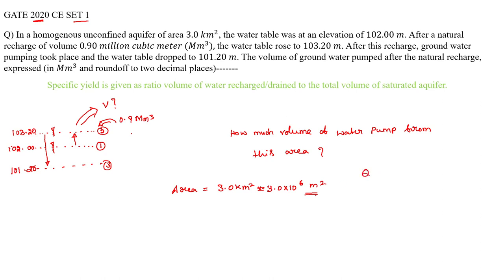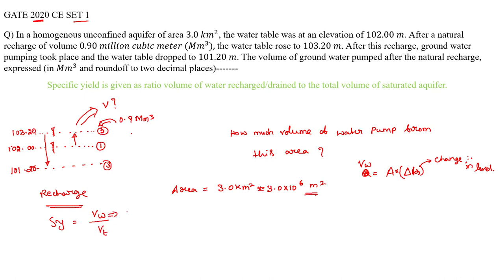So what is the Q here? Q is nothing but the volume of water, VW, equal to area into delta H. Here delta H is the change in the level. In the first case, let's say it is a recharge. So what is specific yield? It is nothing but the volume of water drained or recharged to the total volume of the saturated aquifer.